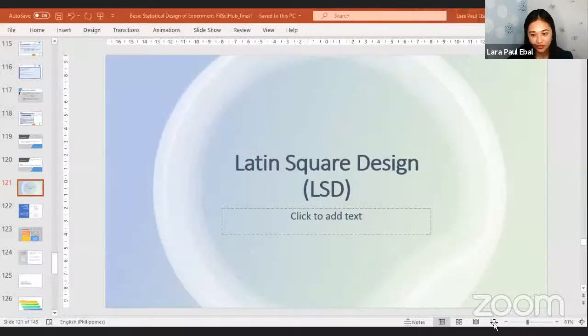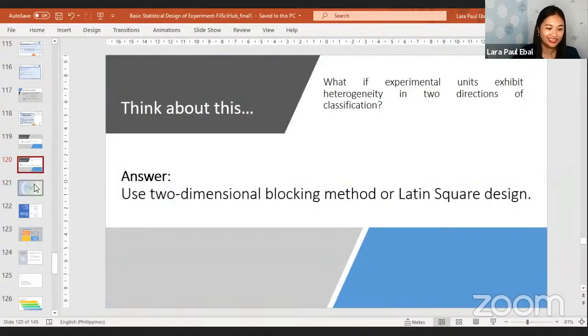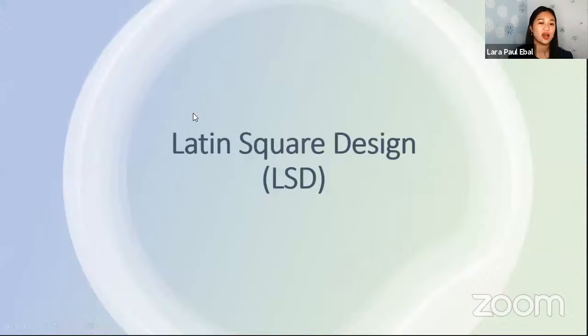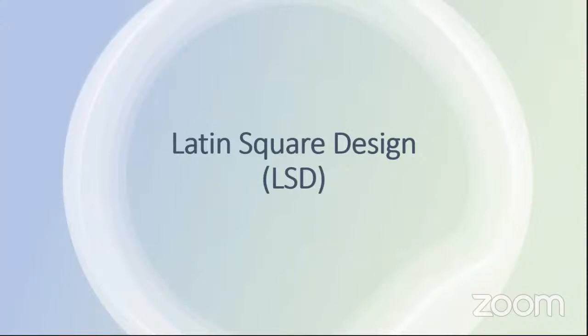Okay, thank you for staying. Kahit ako yung nawala, pero bumalik naman po. So we're back to this. Again, what we have learned, those design structures, we have this CRD and then RCBD. So another basic design structure that we have to learn is this Latin square design, or LSD. Can you hear me? You can see me too, and then the slides. Okay, I will continue now.